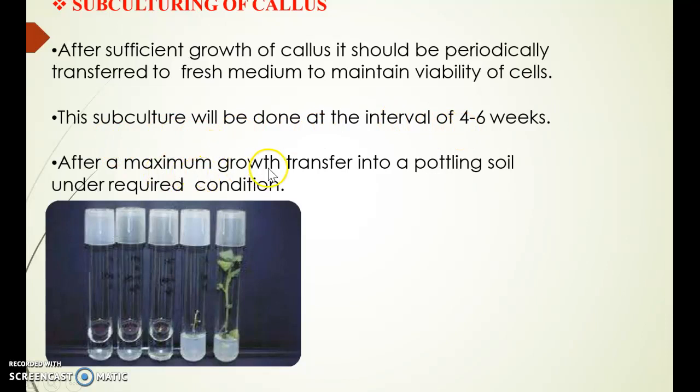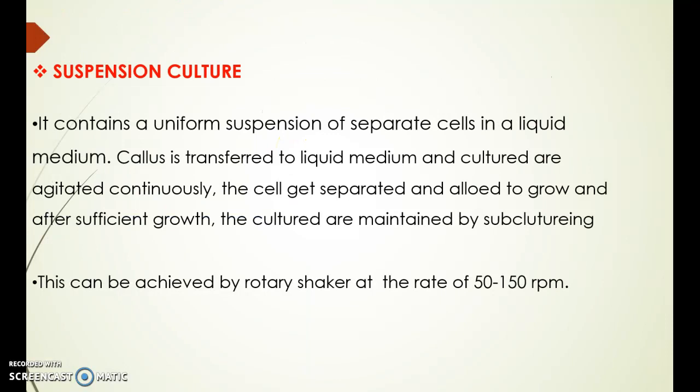After the maximum growth, the callus is transferred into potting soil under the required conditions, or it may be used for the production of primary and secondary metabolites. After sufficient growth, callus is also used for the initiation of suspension cultures. The suspension culture may be initiated using the explant itself or the callus, but generally it is initiated using callus culture.